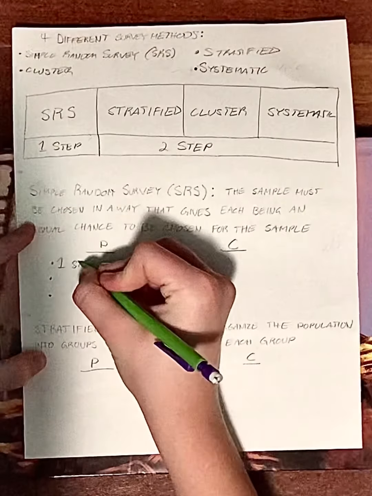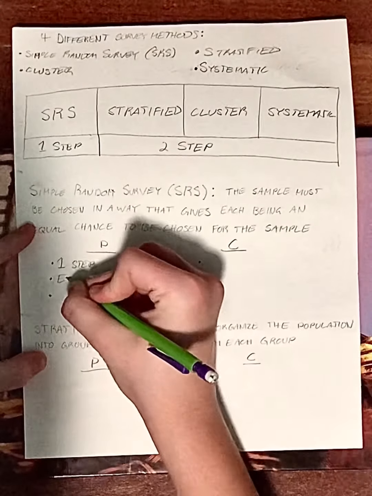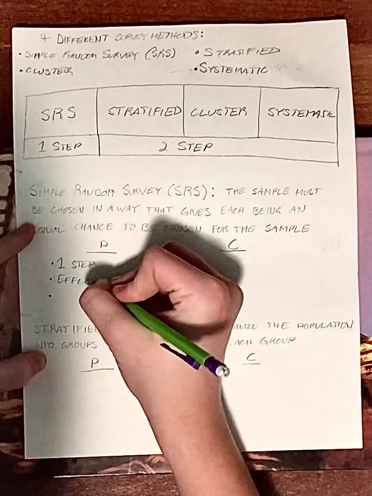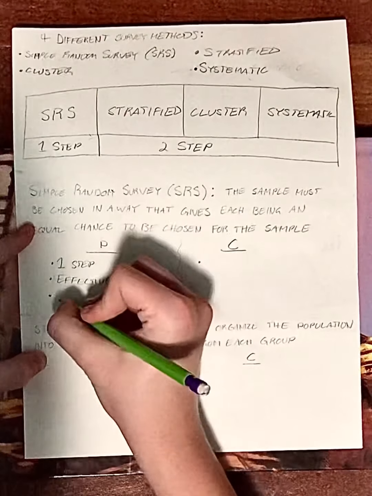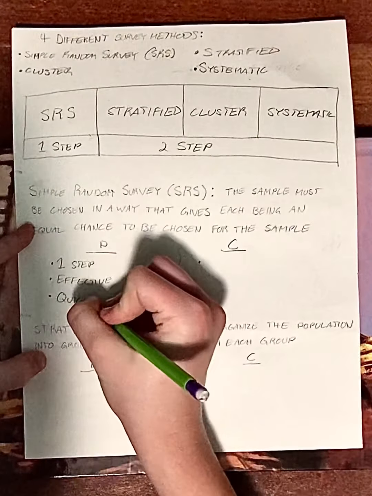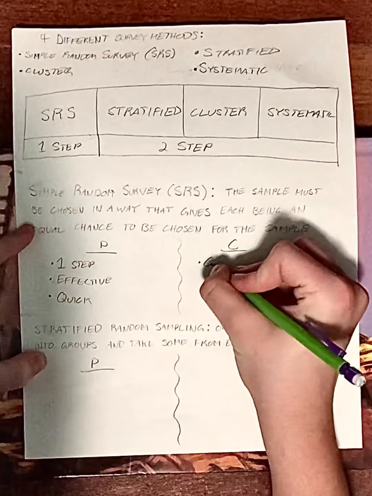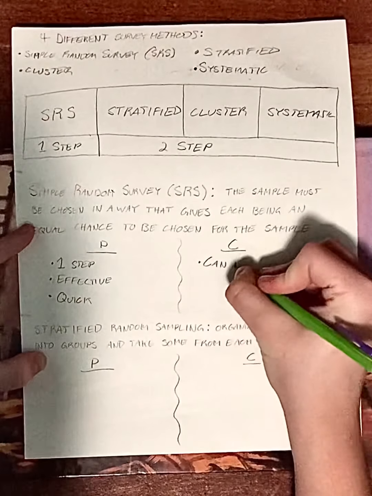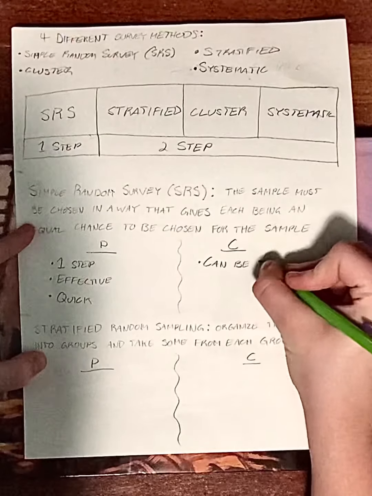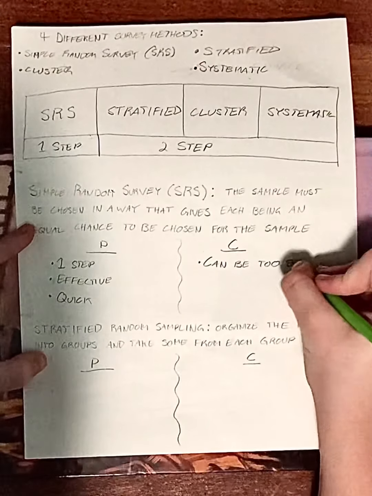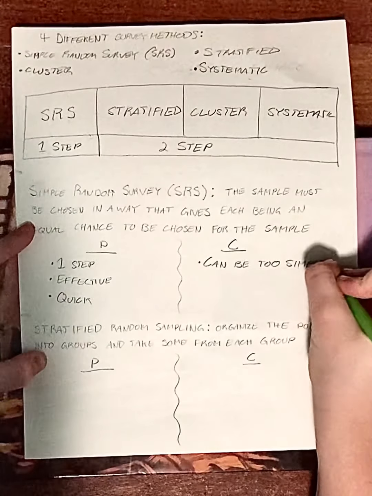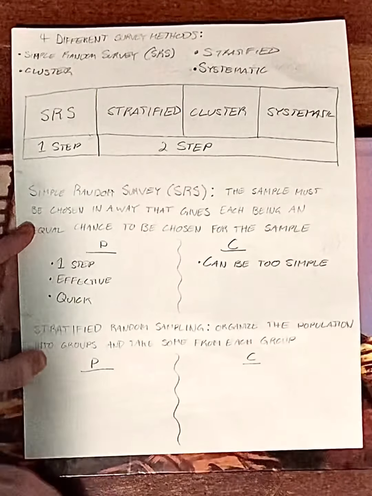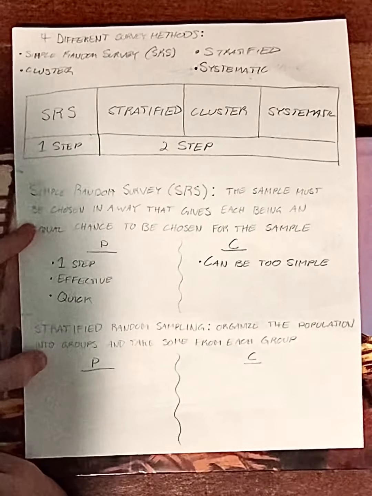We'll start with a simple random survey, or an SRS. In an SRS, the sample must be chosen in a way that gives each being an equal chance of being chosen for the sample. The pros of an SRS are that it only has 1 step, it's effective, and a quick way of sampling. The con of an SRS is that the process can be too simple.